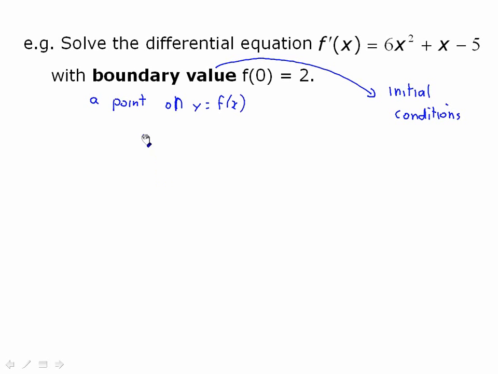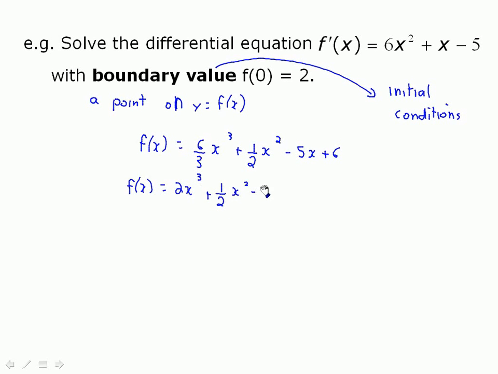But for us, to finish this one off, we now get the antiderivative. So f at x is equal to x to the 3, and then 6 over 3, and then plus x to the 2, and then 1 over 2, and then minus 5x plus c. Now simplifying it, we get f at x is equal to 2x to the 3 plus 1/2 x squared minus 5x plus c. Make sure that's a c, not a 6.